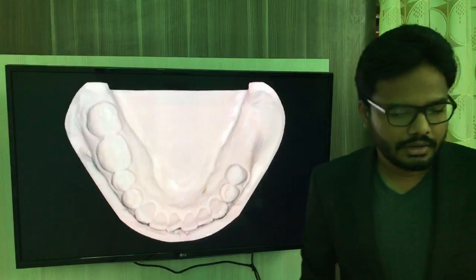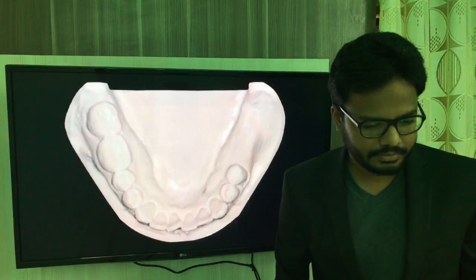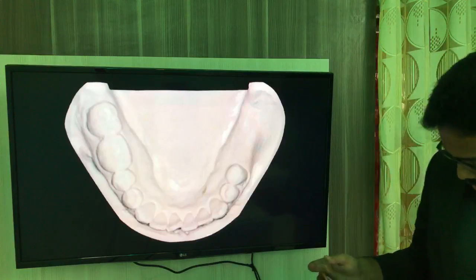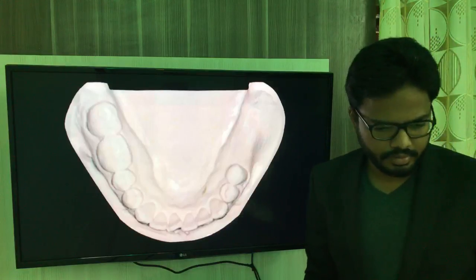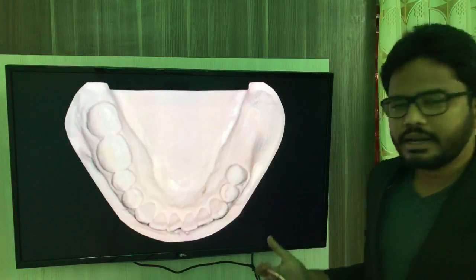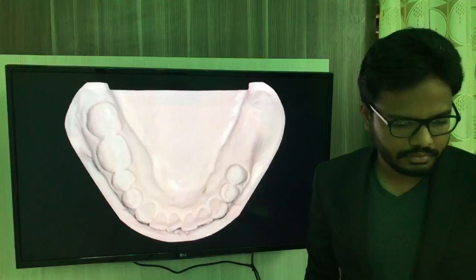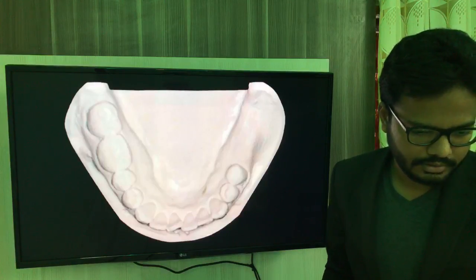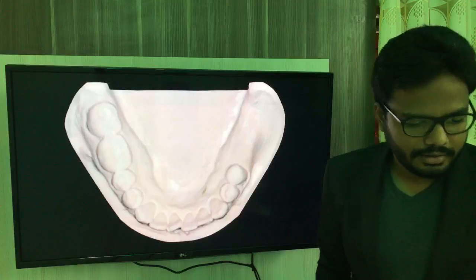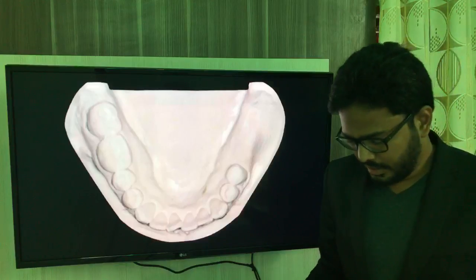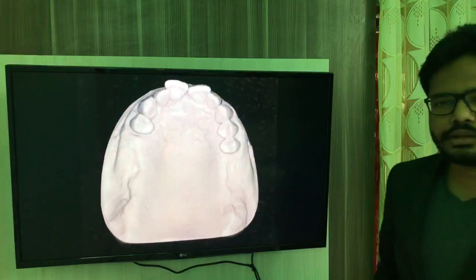And what about this? So what does this cast represent? You have a unilateral posterior edentulous area. So this falls under class 2, isn't it? Kennedy's class 2. And we have posterior bilateral edentulous areas, and this falls under the classification.